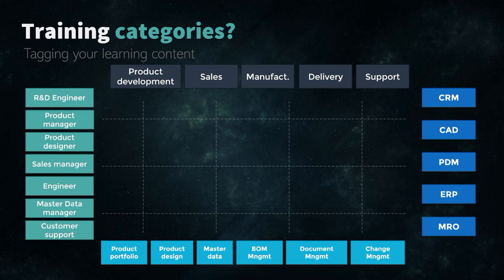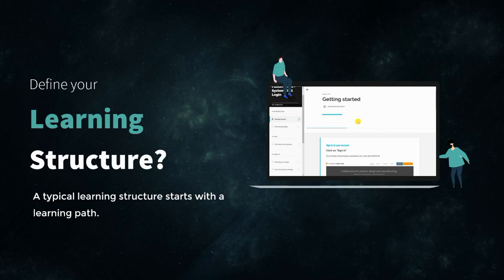Or we could also define process as category: product development, sales, manufacturing. Or what about using PLM capabilities as a way to categorize our content: product portfolio, product design. And finally, another idea will be to tag our content according to the corporate system involved, for example, CRM, CAD, or PDM.